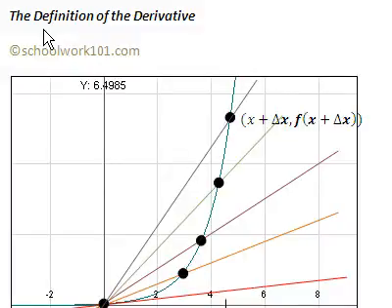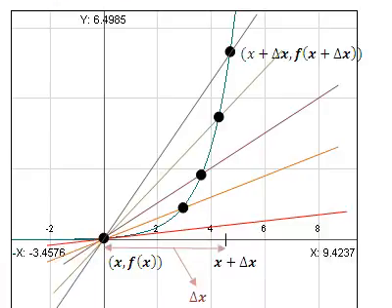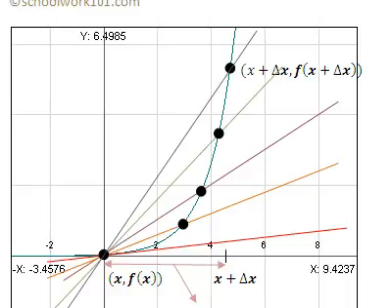In this lesson, we're going to be talking about the definition of the derivative. So I've got a picture drawn for you, and let's see if we can make some kind of sense out of it.